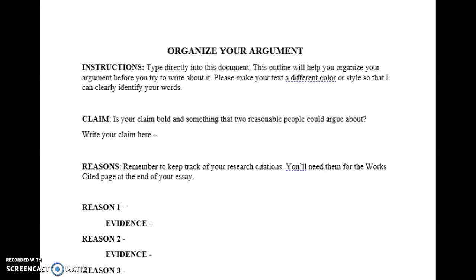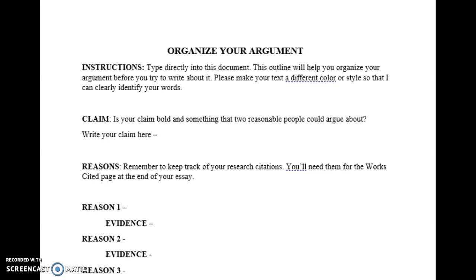Okay, so here is the organizer that I'm going to send to you. The instructions say type directly onto the document. The outline will help you organize your argument before you try to write about it. Please make your text a different color or style so that I can clearly identify your words. The first thing that you are going to need to do on your argument organizer is your claim. What you need to make sure is your claim is bold and something that 2 reasonable people could argue about. If you chose a claim from the list that I sent you, your claim will fit those. And all you need to do is type it here.